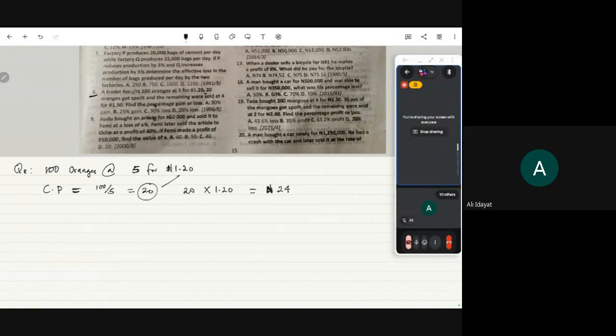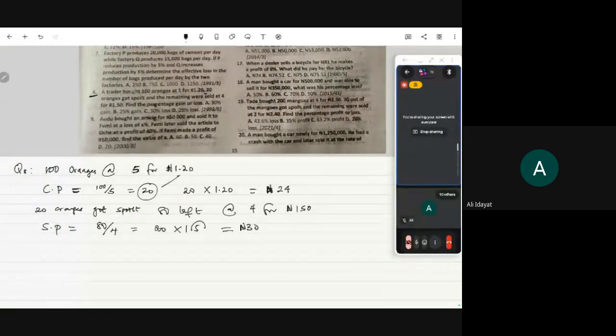Now the question says 20 oranges got spoiled. What's the indication? I have how many left? I have 80 oranges left. And of these 80 oranges, I sold at, now my selling price, I sold at 4 for 1 naira 50 kobo. So how many groups of 4 can I see in 80? Again, 80 divided by 4. That will give me 20 again. So 20 times 1.5. Use this 0 to move the point back. So 15 times 2, that's 30 naira. So my selling price is now 30 naira. So I sold at 30 naira and I bought at 24 naira.